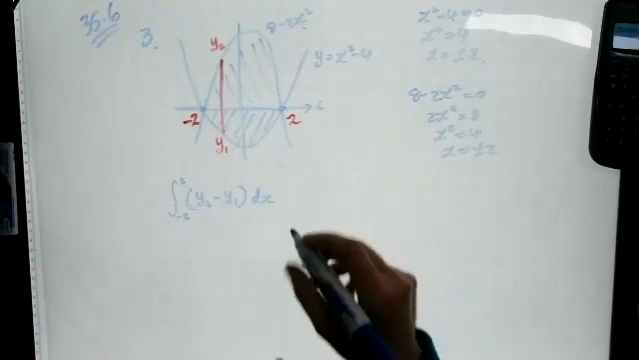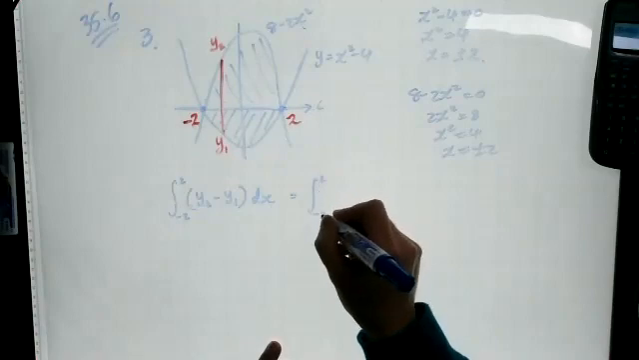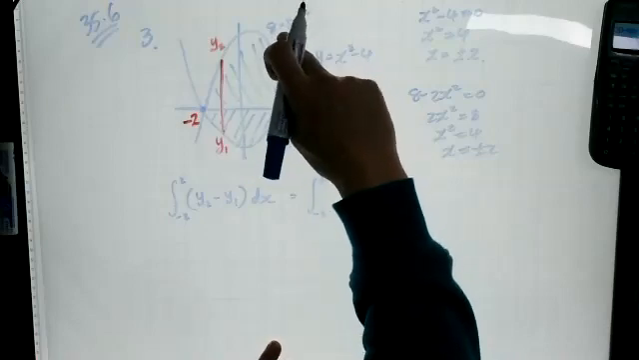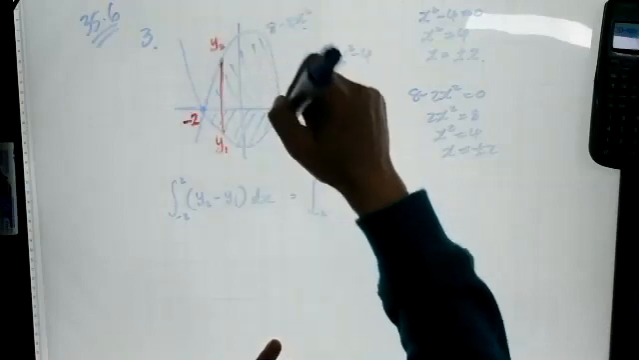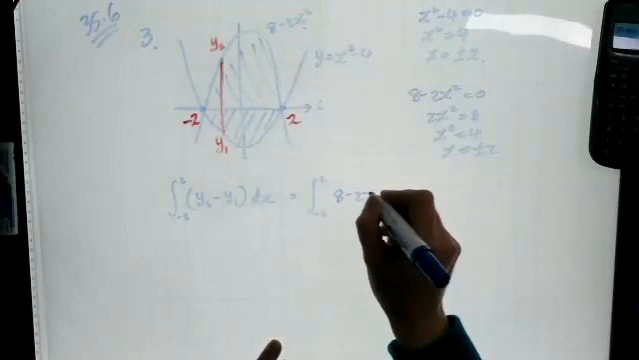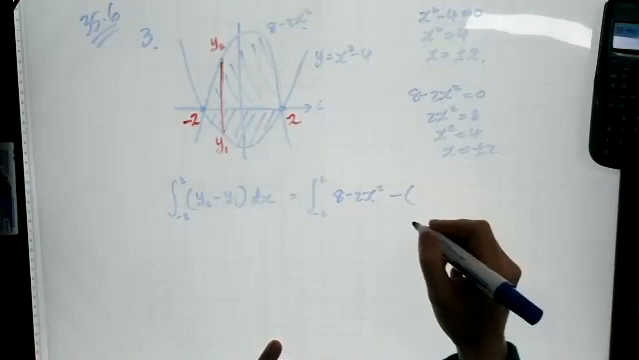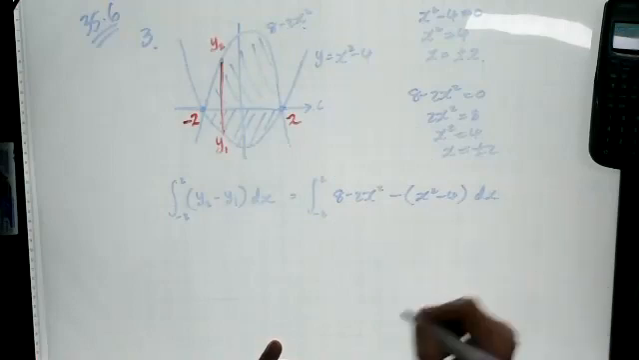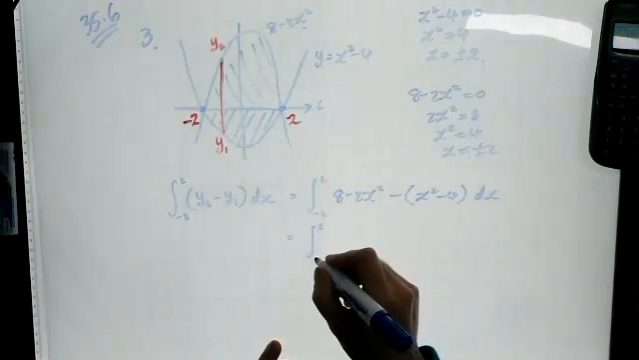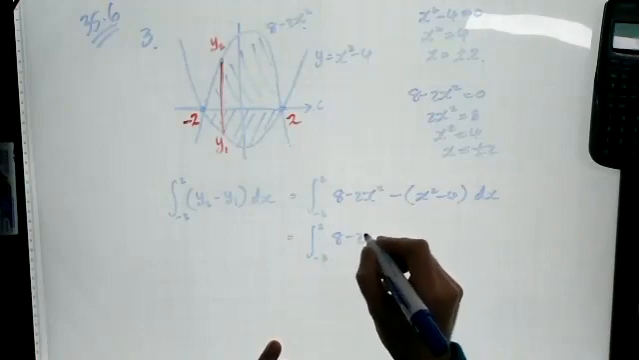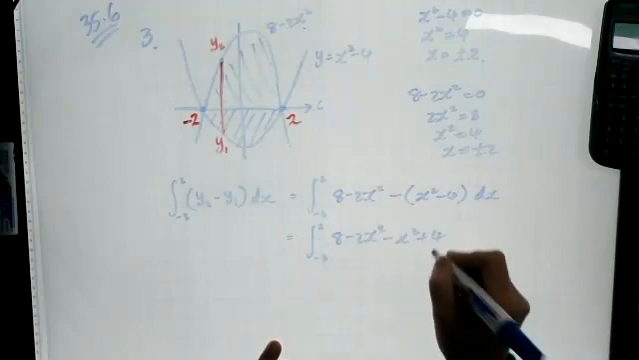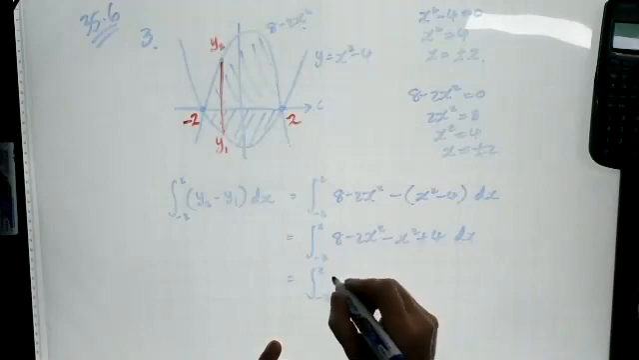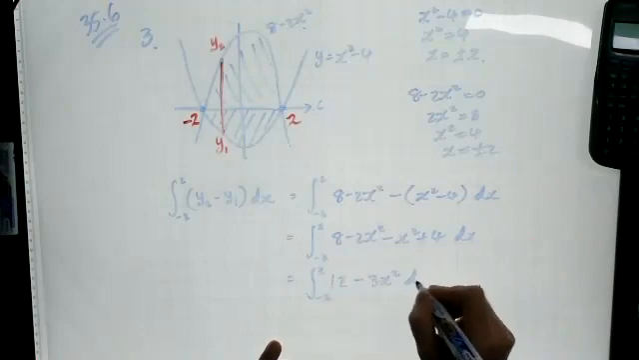So it is the integral from minus 2 to 2 of y2, which is the top curve, so 8 minus 2x squared, minus, I guess it is, we said brackets, x squared minus 4, which is your y1 dx. Okay, so be careful with the minus in the bracket. So integral from minus 2 to 2 of 8 minus 2x squared minus x squared plus 4 dx, which is the integral from minus 2 to 2 of 12 minus 3x squared dx.